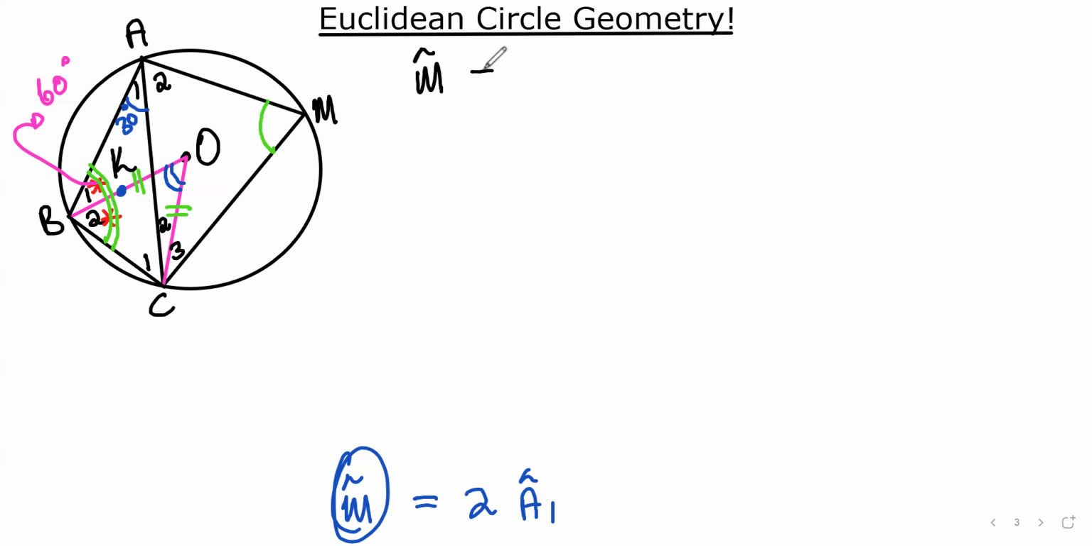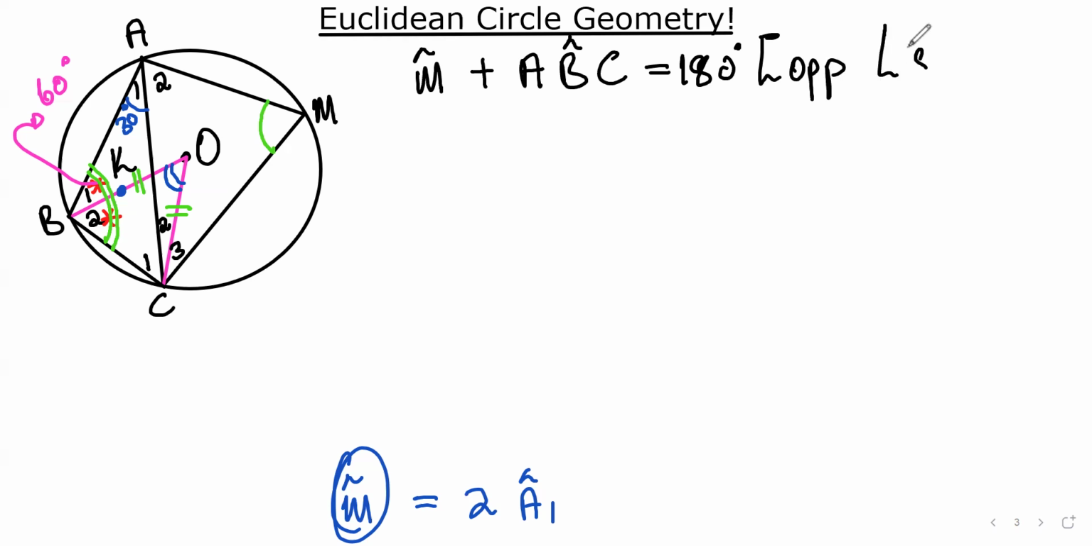We say, okay, fine, when we take angle M and we add it to angle ABC, I'm really going to respect it and not just say angle B because it's broken into two angles. The answer is 180 degrees. And every time you use this theorem, you'll see it's opposite angles of a cyclic quadrilateral. Well, this is what you will say.